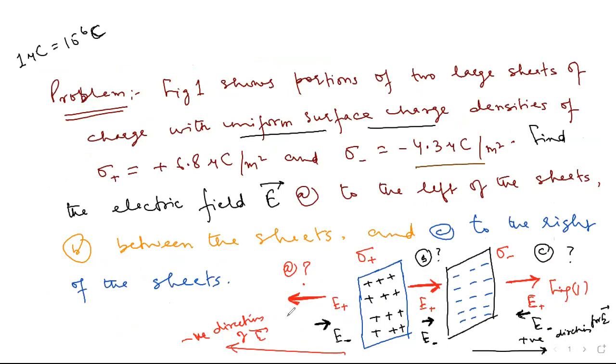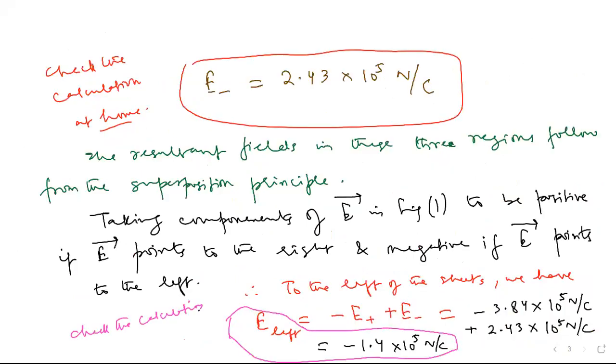Since the result is negative, that means this field, let me use some other color, E left will be towards left, equal to the difference of E plus and E minus. This is EL in the figure. To the left, because negative, and magnitude equal to difference of E plus and E minus, right? So this is our answer for part A.